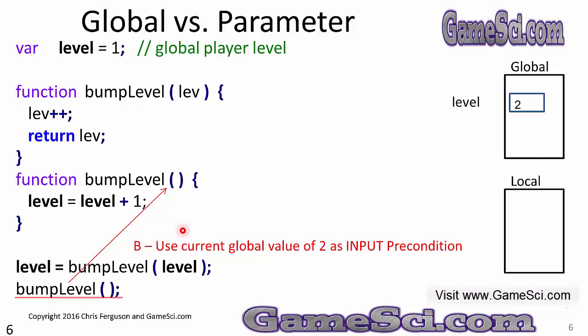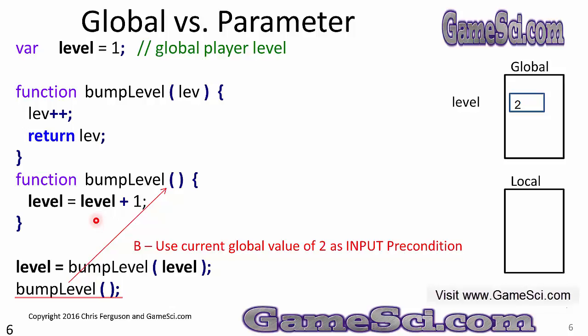We're going to use the current value of the global variable as what we call an input precondition before we call this version of bump level, this one without parameters. See, there's no parameters here, there's no parameters here. We're not using a parameter as input to this method. What are we using as input to this method? We're using the global variable. Since global variables can be accessed anywhere, we're going to use the global variable as our input.